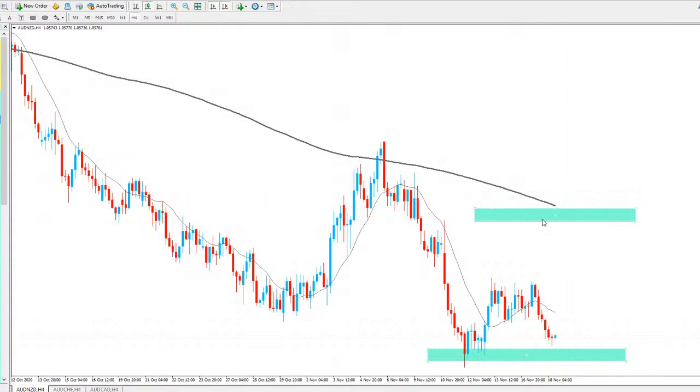But first target will probably have to be the resistance that we had here. As you can see, it held the market and kind of just rejected us back to the downside. So first targets will be there, but probably expecting it to go and test the 200 average, or maybe the highs up here. So AUD/NZD does have some upside potential.